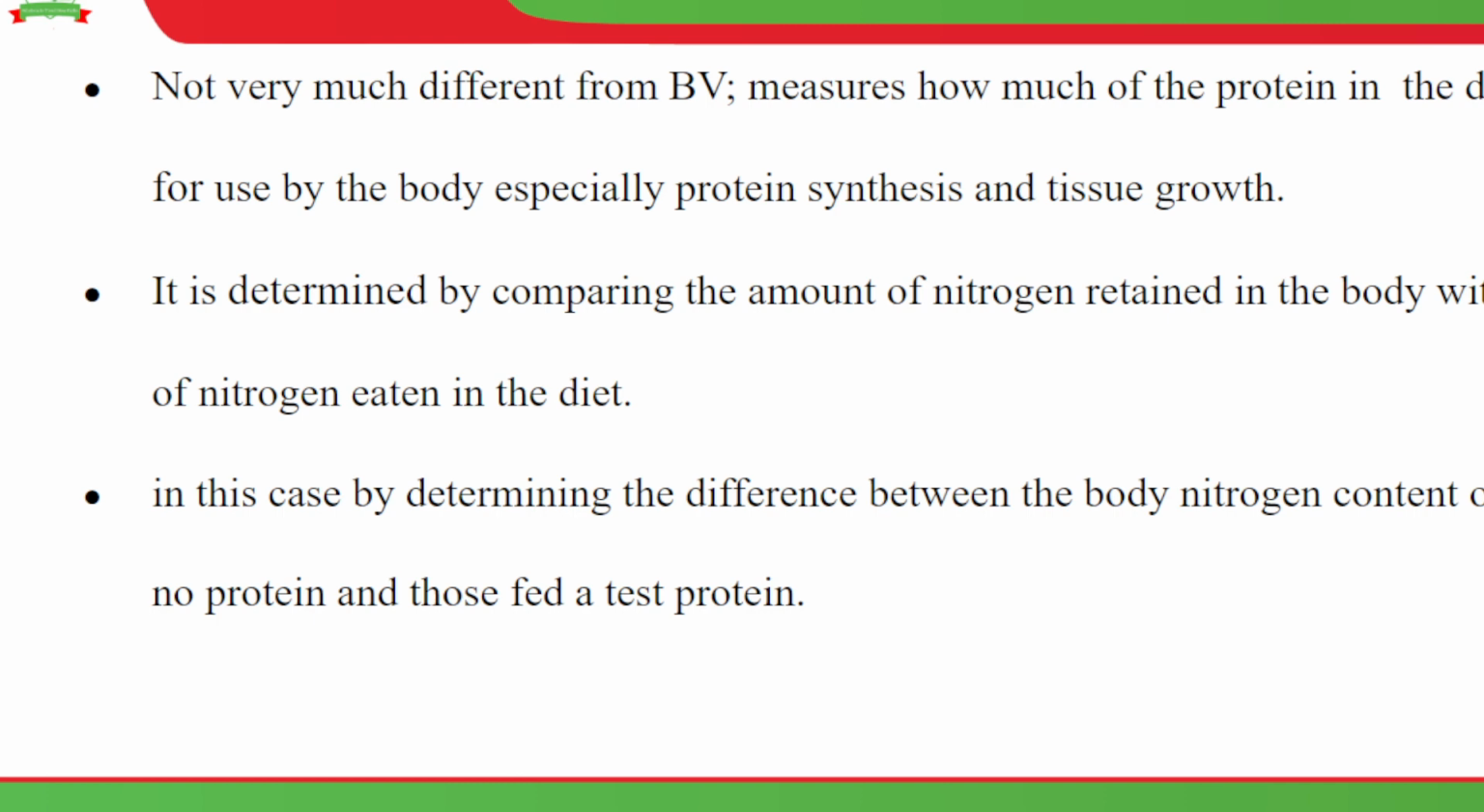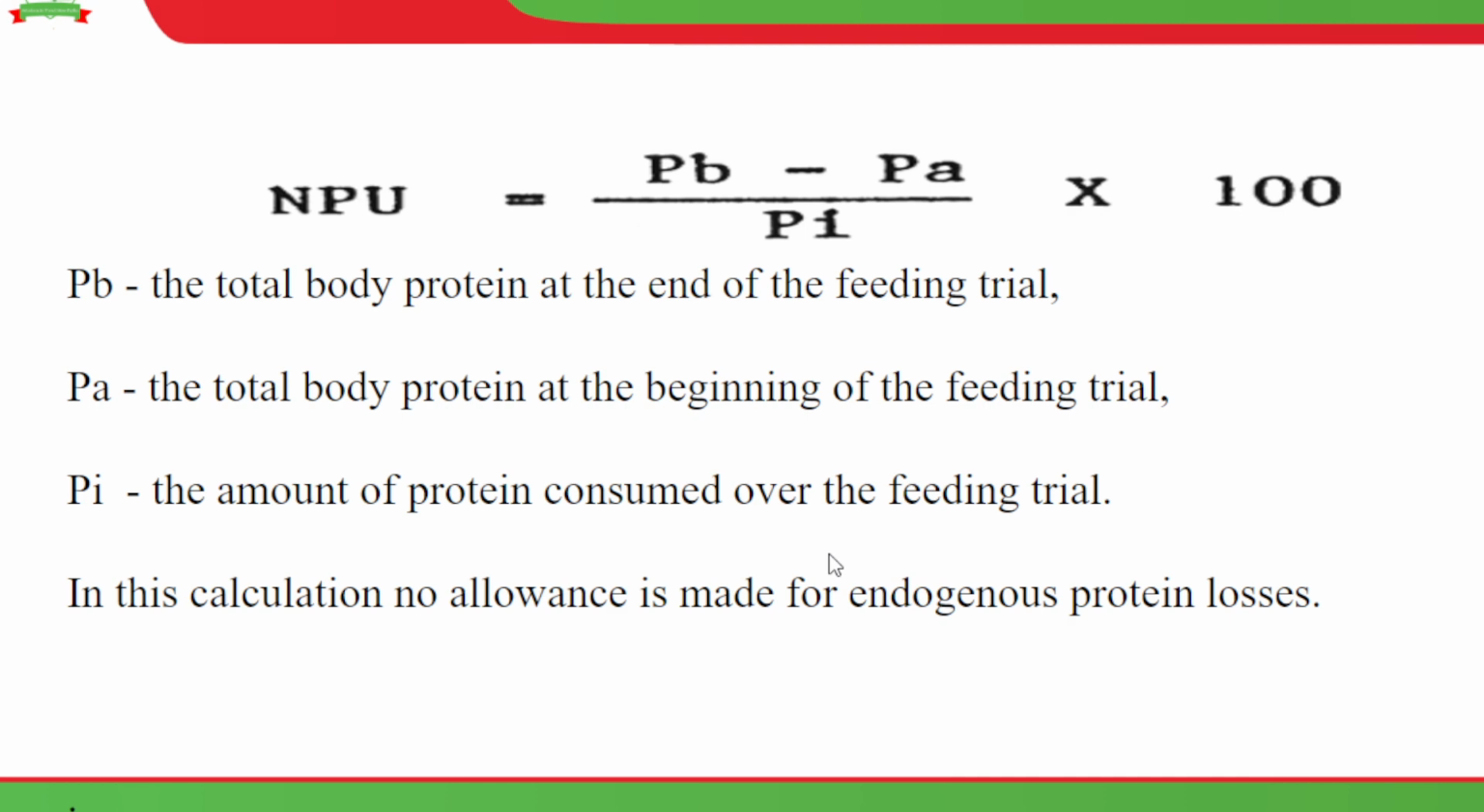So in this case, by determining the difference between the body nitrogen content of animals fed on no protein, I think that's a typing error, it's supposed to be fed on no protein, and those fed on a test protein. So you feed some animals, we know experiments are done with animals, you don't start exactly with humans. You feed some animals with no protein, and then others you feed on a test protein that you want. You feed some on eggs, some you feed on beans, which becomes your net proteins.